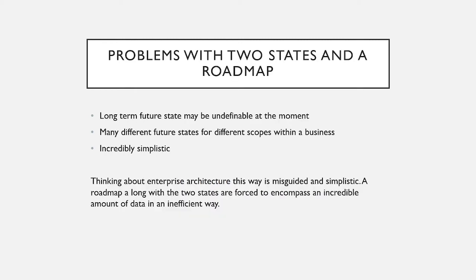So, what are the problems with two states and a roadmap? I feel like it's a bit self-explanatory. One is that a lot of the really long-term future goals, or the entirety of the concept of a future state, may be completely undefinable at the moment. We might not actually know what that exact end goal is going to be. And this specific model, there really isn't much more to say with that one. It almost seems a little silly to me.